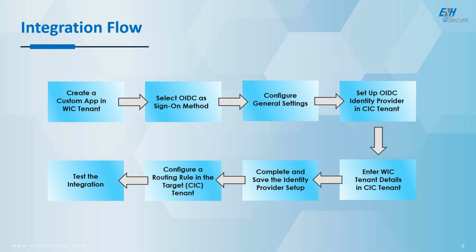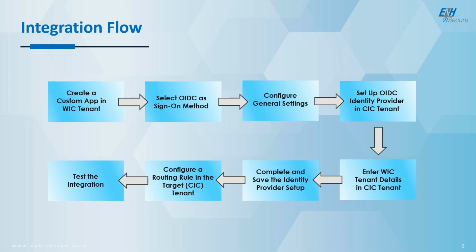Once this information is entered and saved, a trust relationship is established between the two tenants. Following this, we configure a routing rule within the CIC tenant. This rule specifies which users or authentication requests should be routed to the WIC IDP, ensuring that federation is applied only to the appropriate users. Finally, we assign the application to test users or groups and validate the setup.